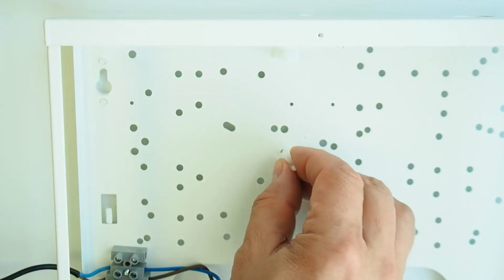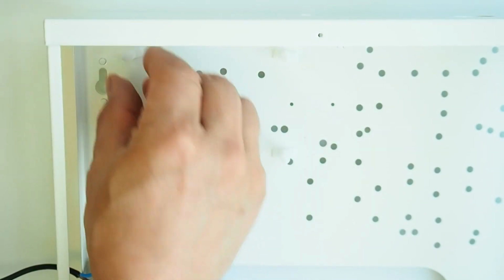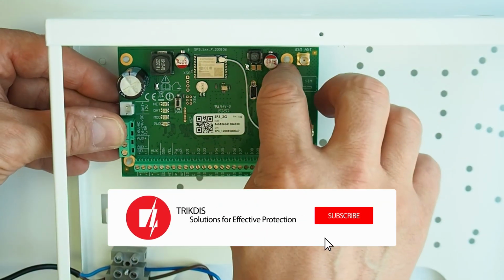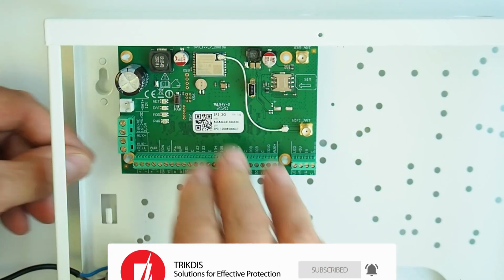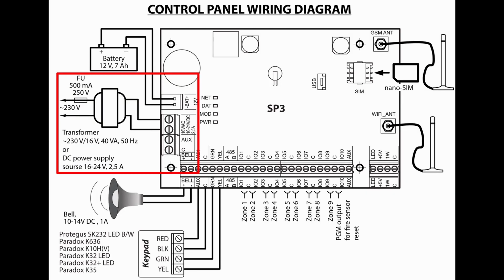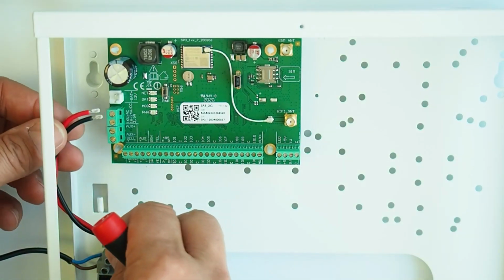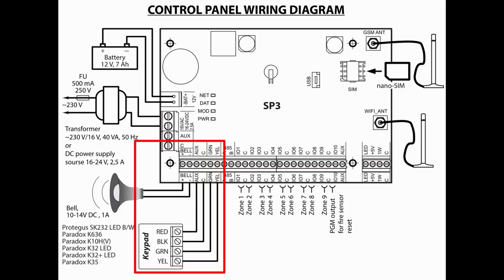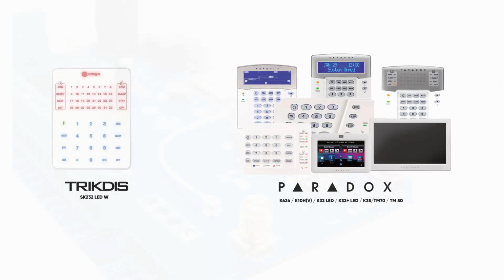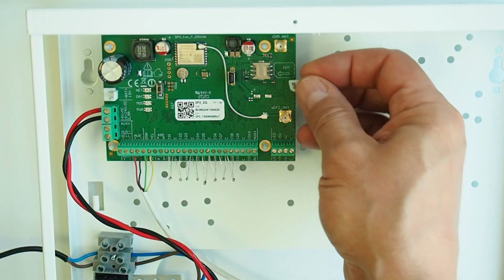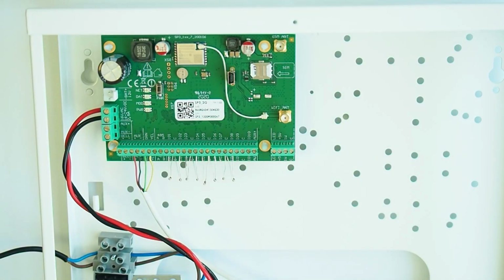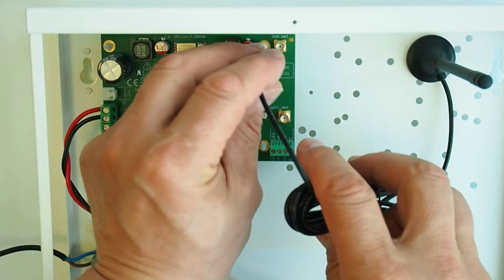Insert the panel's board into the box. Connect power wires to the panel's terminals. Connect a keypad. The panel is factory set for Protegus and Paradox keypads. Insert a SIM card. The SIM card's mobile data service must be enabled and the PIN must be disabled. Connect the antennas.